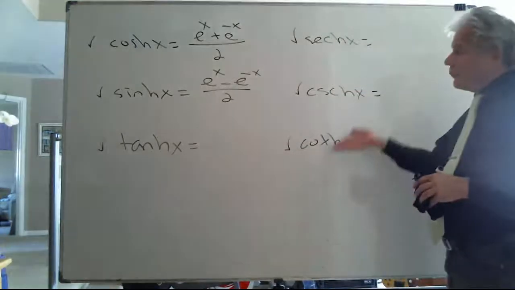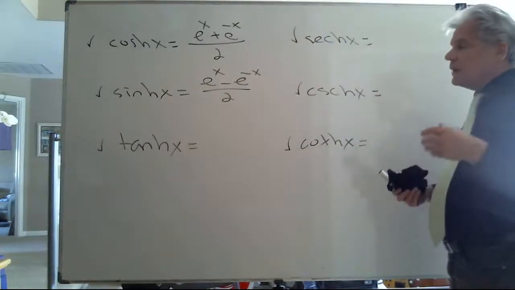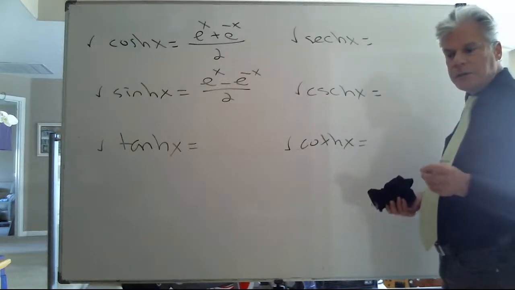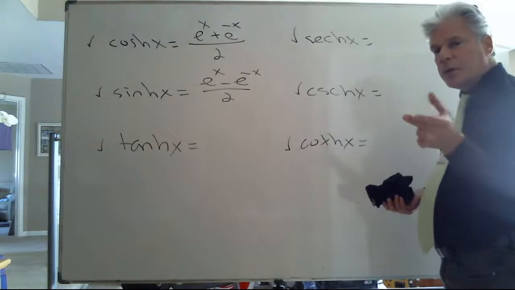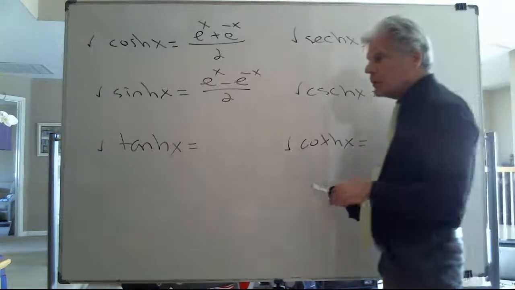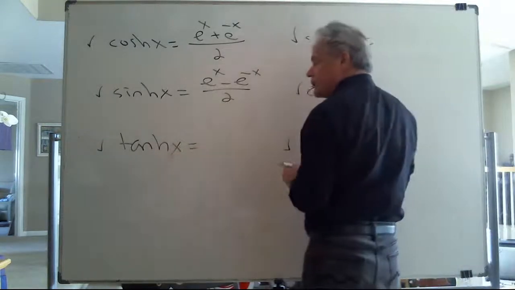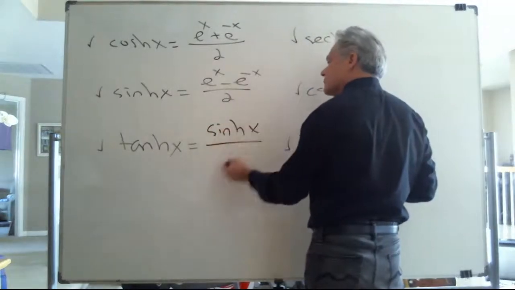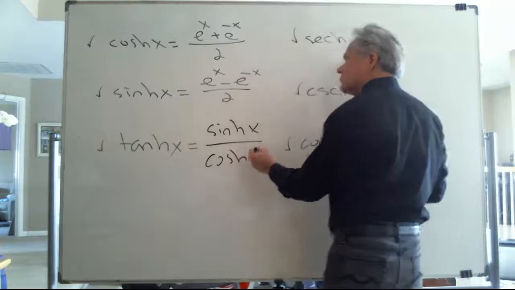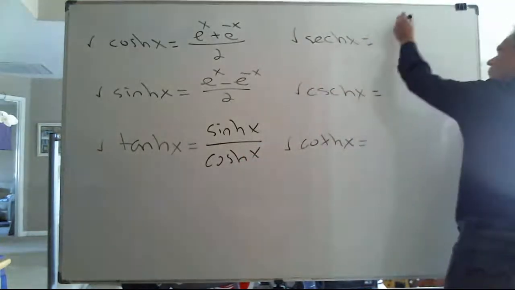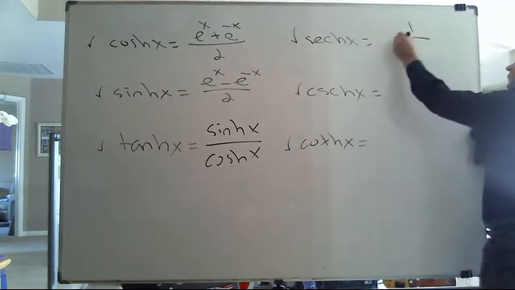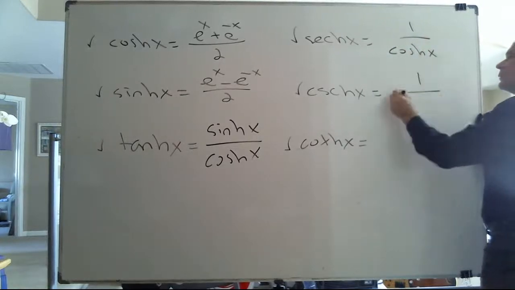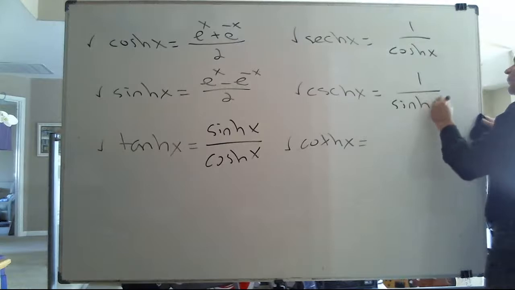Now, for the remaining four hyperbolic functions, just to maintain consistency with my ratio and reciprocal identities from trigonometry, I will literally define this hyperbolic function as a ratio of those two up there in this order. Likewise here, and here, and of course here.